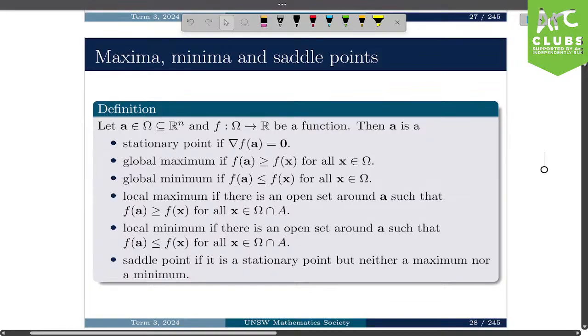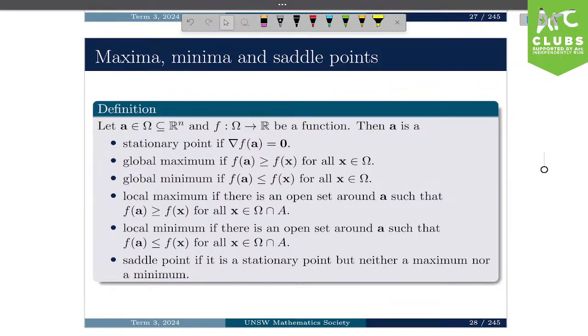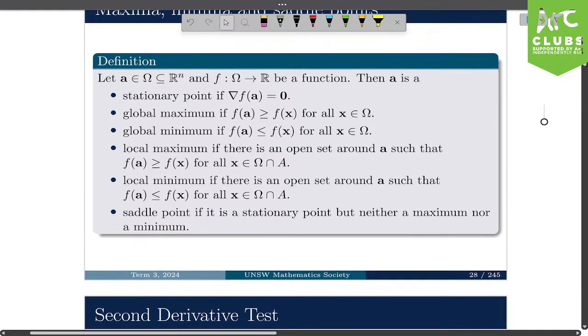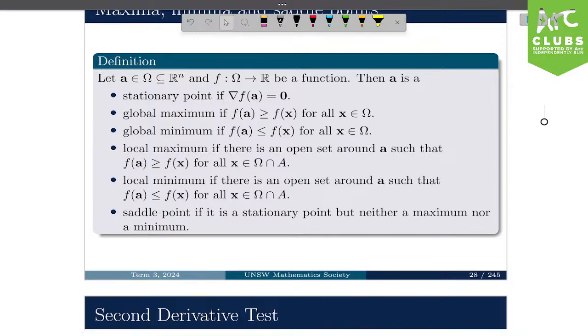So basically, if the gradient of f at a point a is equal to 0, then we consider it a stationary point, and it is a global maximum if f(a) is greater than or equal to f(x) for all x in the set omega, and it is a global minimum if f(a) is less than or equal to all of the values of f(x). It's a local maximum if there is an open set around a such that f(a) is greater than or equal to f(x), and a local minimum if there is an open set such that f(a) is less than or equal to f(x). The point a would be a saddle point if it is a stationary point, but it is neither a maximum nor a minimum.